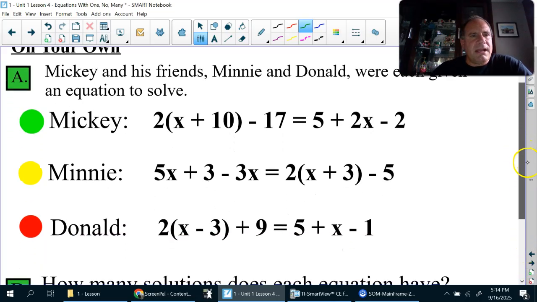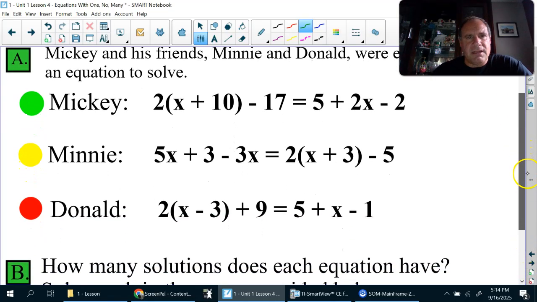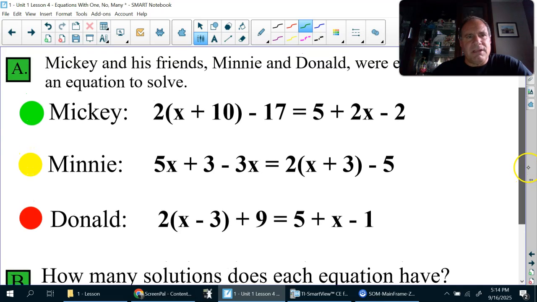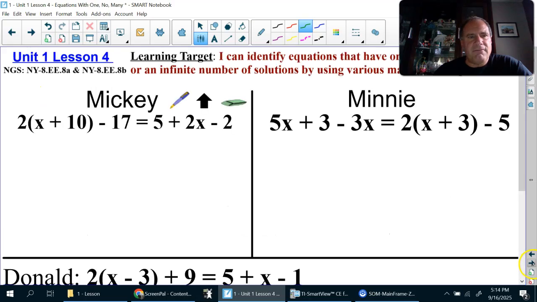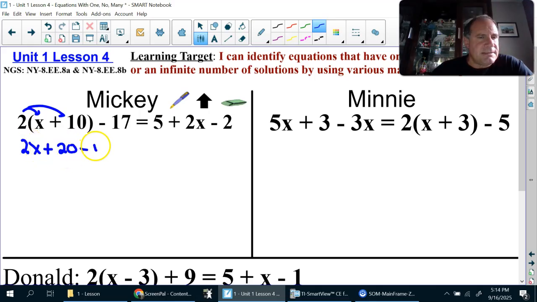So we're going to have Mickey and his friends, Mickey, Donald, and Minnie. We're each given an equation to solve. How many solutions does each equation have? We're going to go ahead and do this for Mickey right now. So this is 2x plus 20 minus 17 equals 5 plus 2x minus 2.